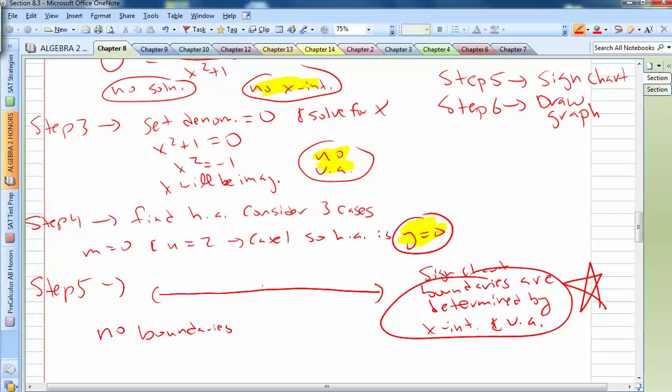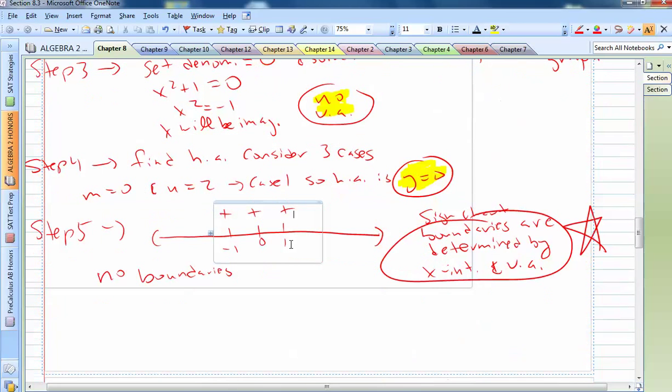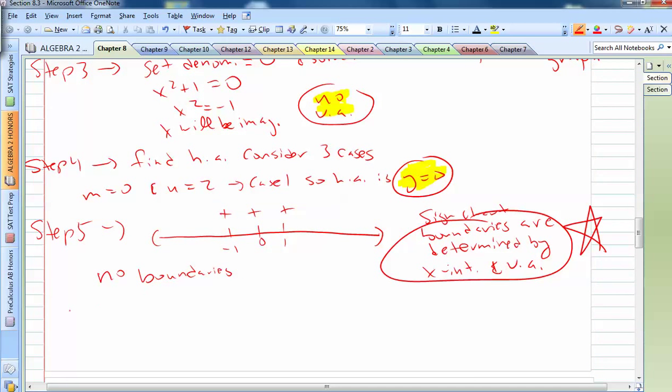So if I were to plug in any number, it's always going to be positive, right? If I plug in 0, I get 6. Plug in 1, I get 6 over 2. I plug in -1, I still get 6 over 2. So the graph is always positive.